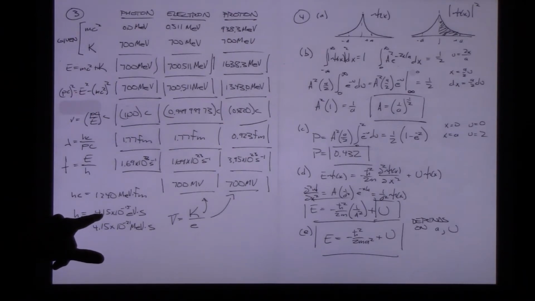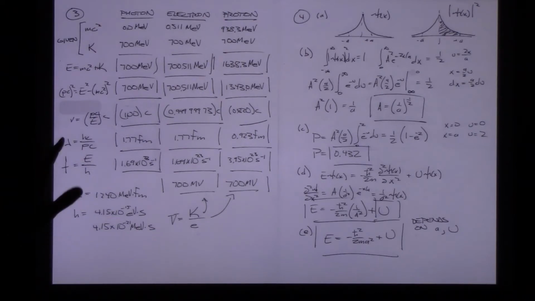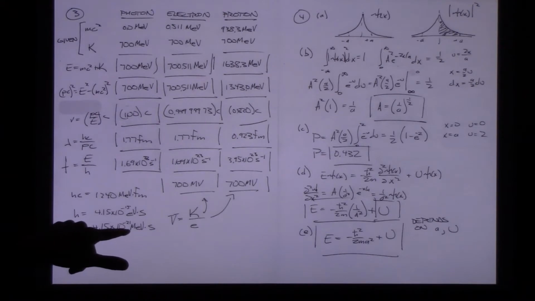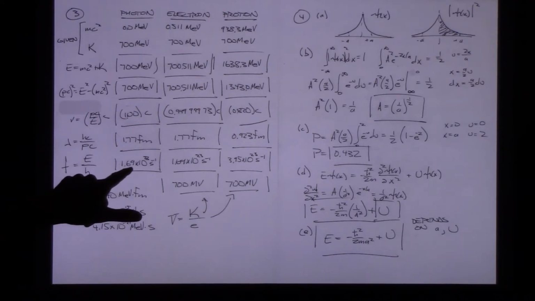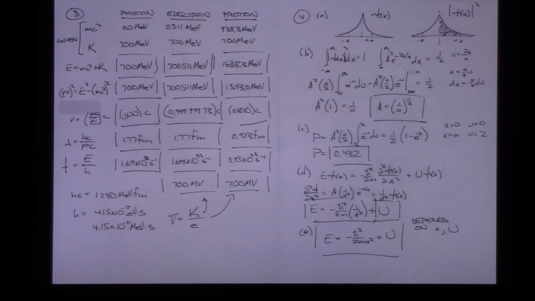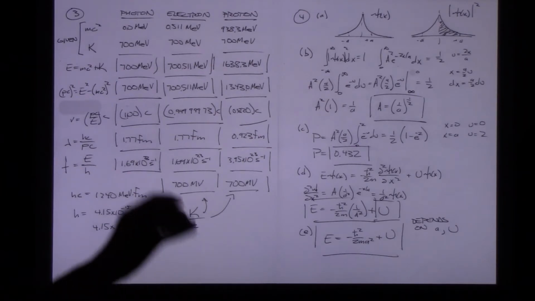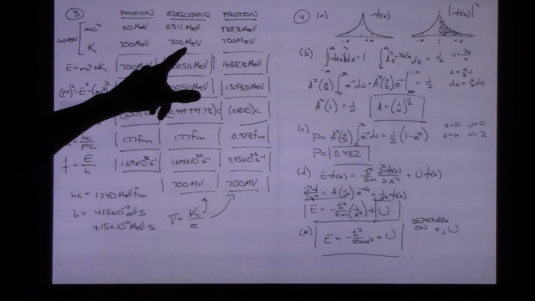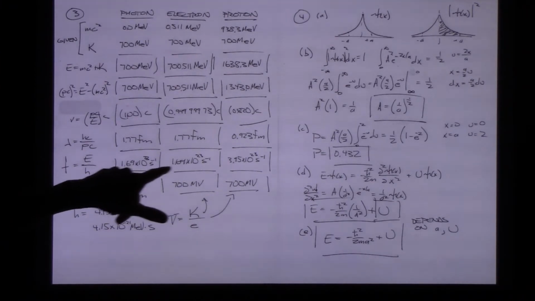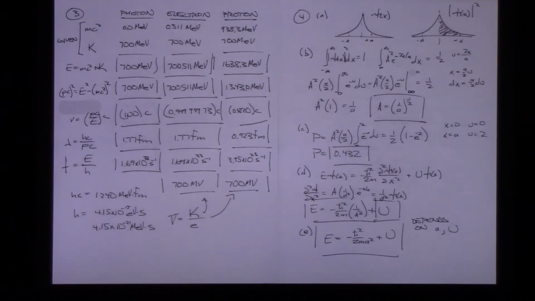Now, this is 4.15, but I think it's 4.14 to 3 significant figures. I guess I would have to go back and double check that. I'm pretty sure it comes out as 4.14. Anyway, it's close enough not to worry. And plugging into this formula and canceling out the MeV left me with 1.69 times 10 to the 23. Now, when I did this for the electron, same as with the wavelength, I'm getting to 3 significant figures the very same frequency.